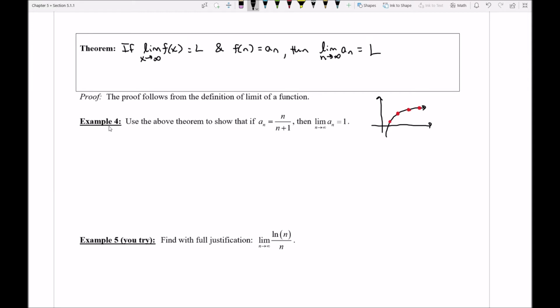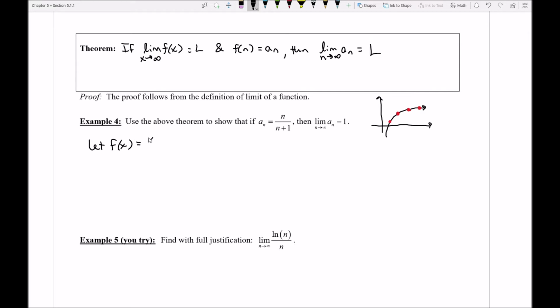So take a look down here at how we can use this with example number 4. Use the above theorem to show that if my sequence is n over n plus 1, the limit is indeed 1. Now again, to do this, I'll use the above theorem, which means I need to create an f of x function. It's very important here in Chapter 5 that we get in the habit of writing out our explanations using nice, complete sentences. So pay careful attention to what I'm doing here.